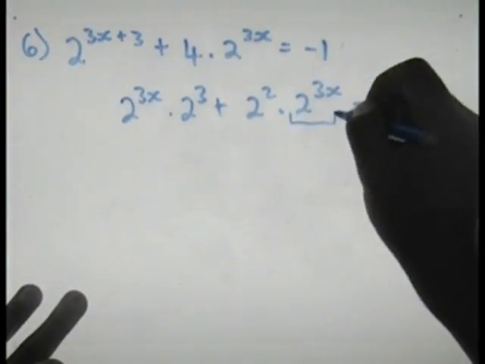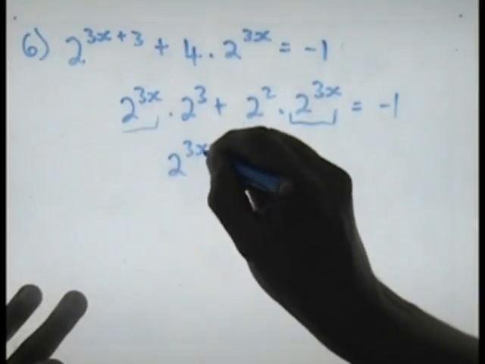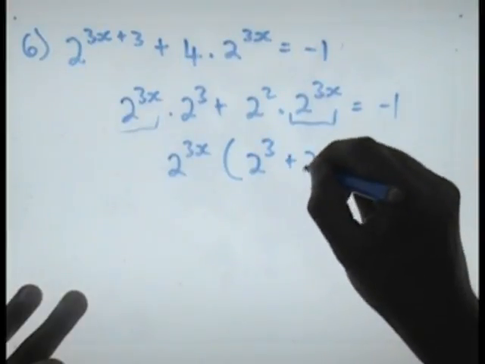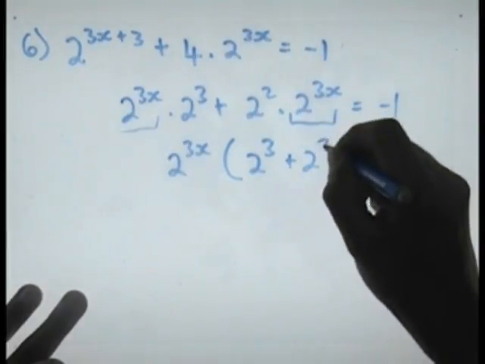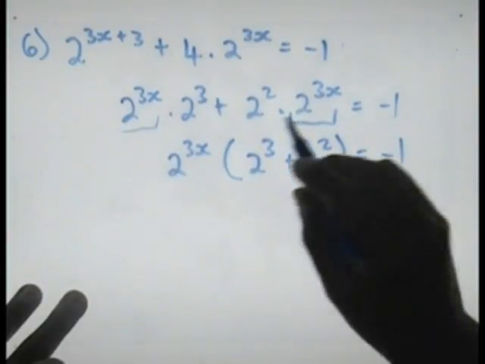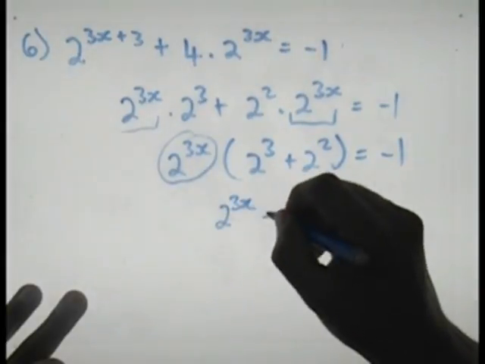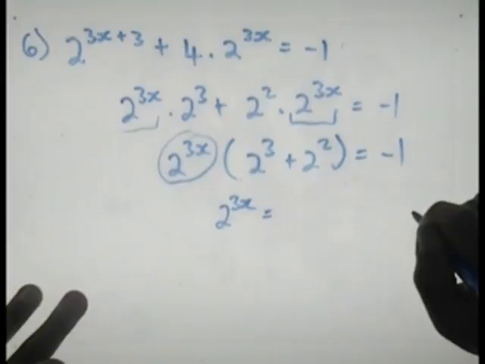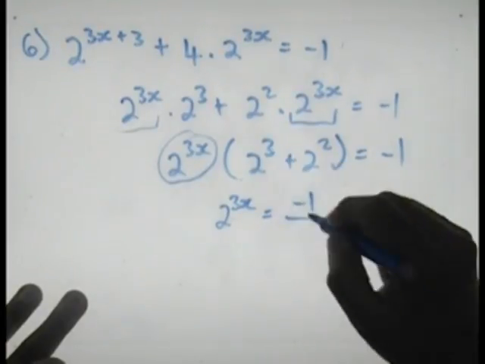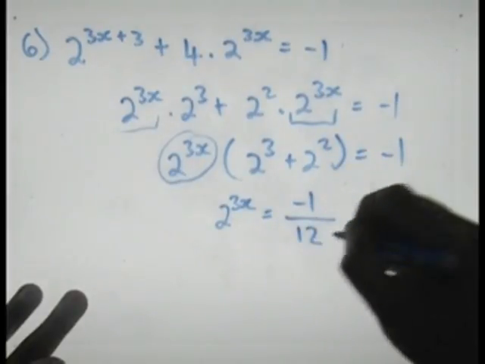I've got a common 2 to the power 3x, so I'm going to take that out as a common factor. 2 to the power 3x times 2 to the power 3 plus 2 to the power 2 is equal to negative 1. Let's keep 2 to the power 3x on one side and take everything else across to the other. So that will become negative 1 over 2 to the 3, which is 8, plus 2 to the 2, which is 4. 8 plus 4 is 12.